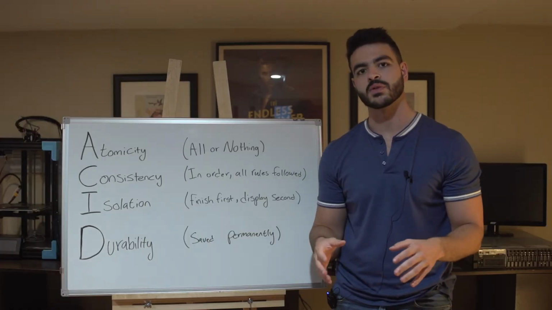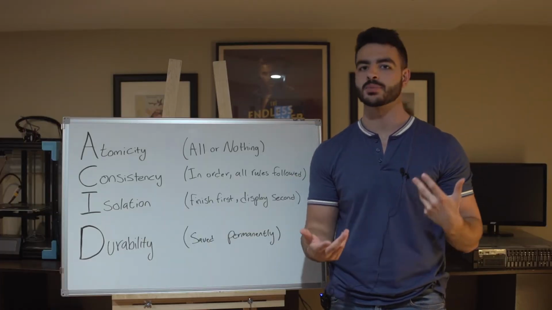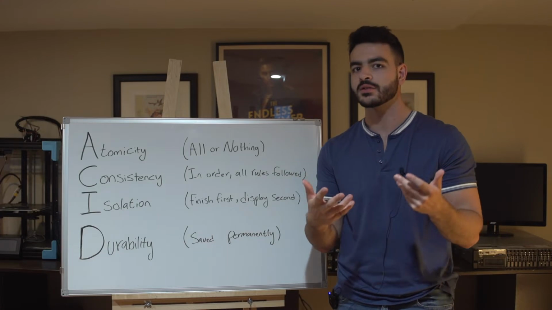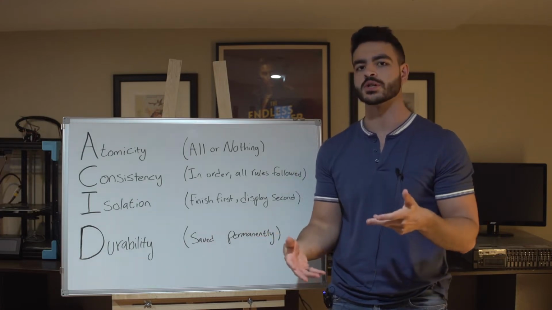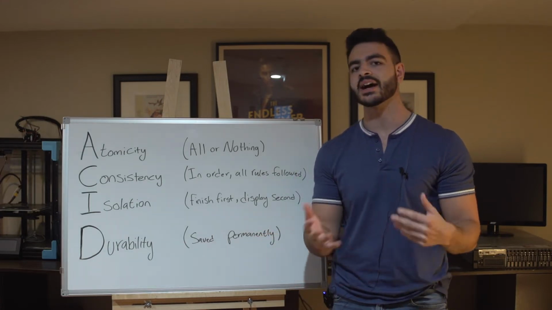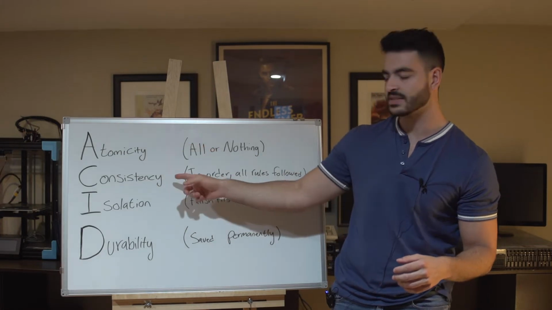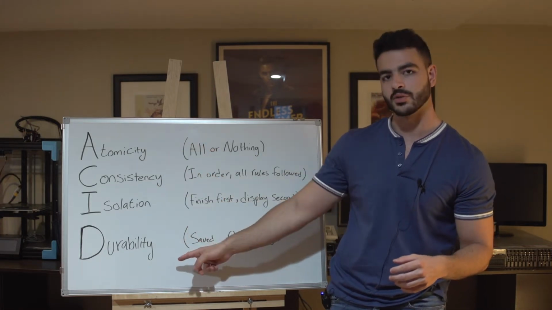SQL databases also follow ACID, which is a set of transaction properties that ensure that the data is valid regardless of power loss, corruption, or other errors that might occur. ACID stands for atomicity, consistency, isolation, and durability.